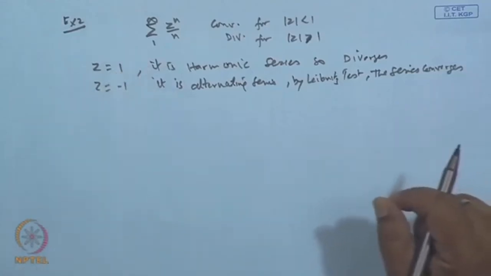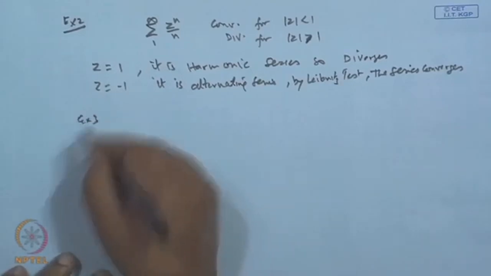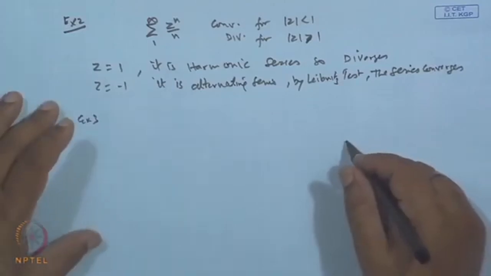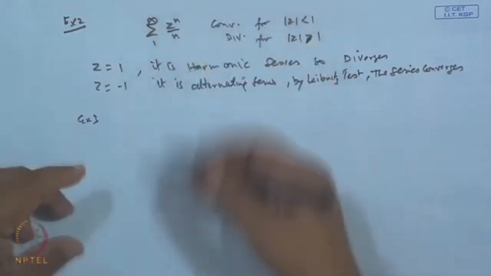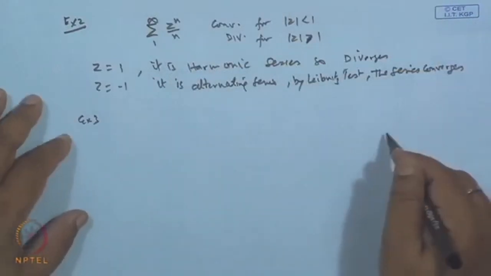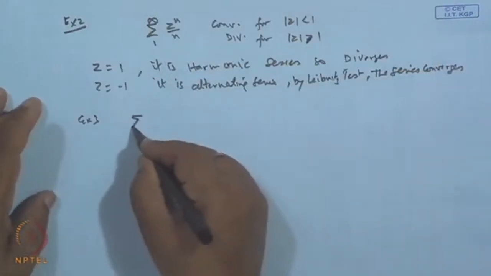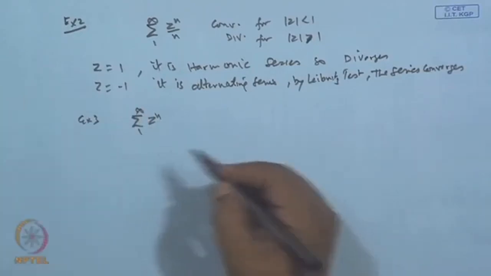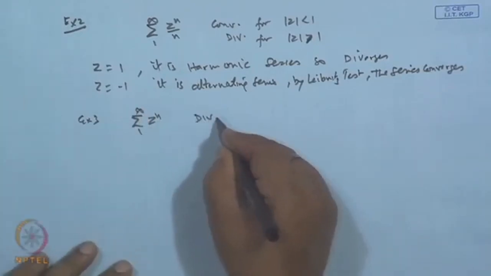Then the third case is where it converges at some points and diverges at others. Similarly, for i and minus i you can establish similar things. Now, if we look at the series sigma z to the power n, n from 0 to infinity, then it diverges everywhere.